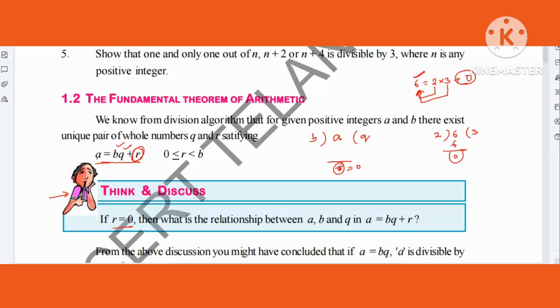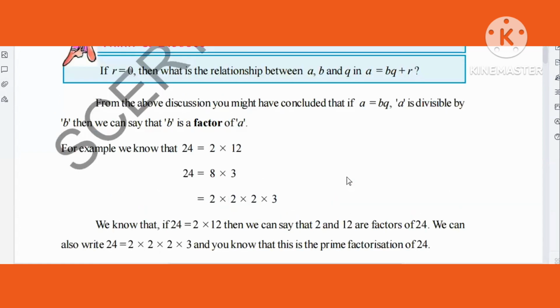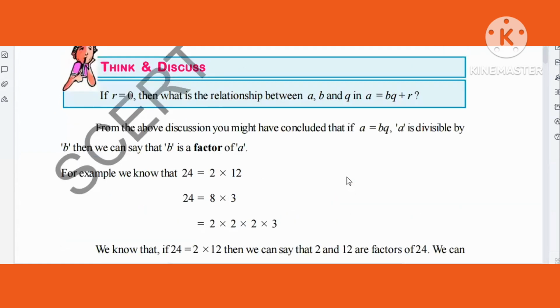Now we go to the theorem, the fundamental theorem of arithmetic. I think you understood what a factor is. If you are able to write a number as the product of two other numbers, then those two numbers are called factors of that number. Here the remainder must compulsorily be 0.